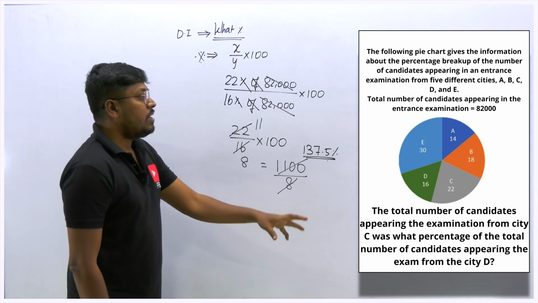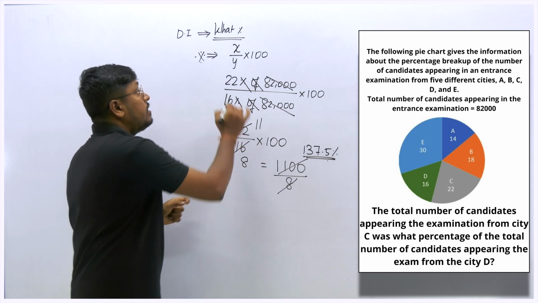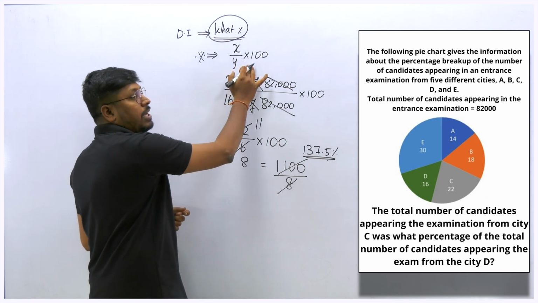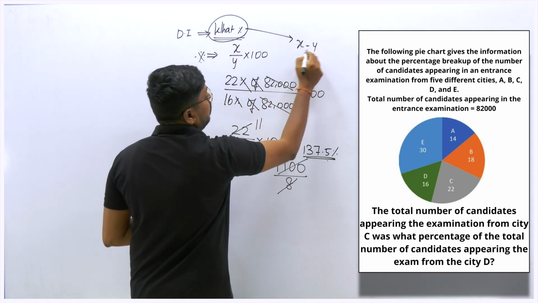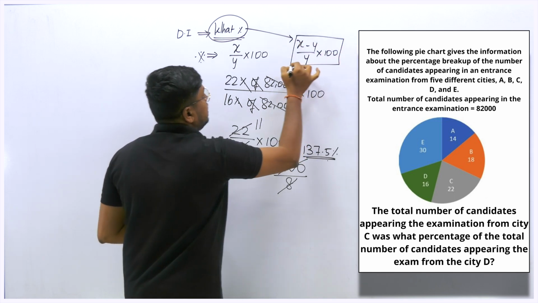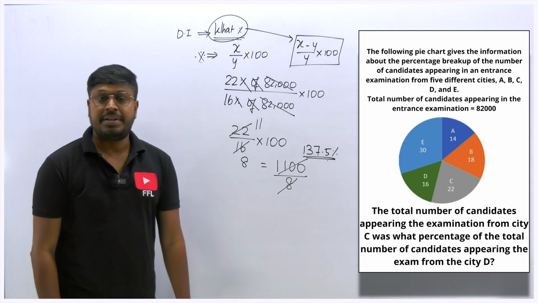Right. So make sure to read the question properly and understand that if you find the words what percentage, then definitely this is the formula. If there are the words what percentage more or less, then the formula will be x minus y divided by y into 100. So these are the two formulas that are most important in the topic of data interpretation.